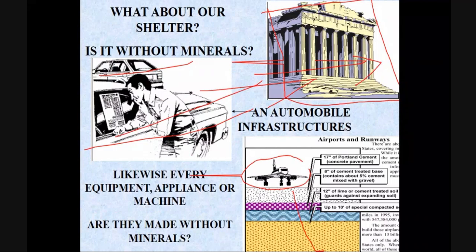And even the runways, for the aeroplanes to land and take off, you have to have the runways with a lot of natural material: lime, cement, Portland cement, special compacted sand. So a lot of things are there. Likewise, every equipment, appliance or machine is made up of minerals. So that's why mineral studies are very important industries.